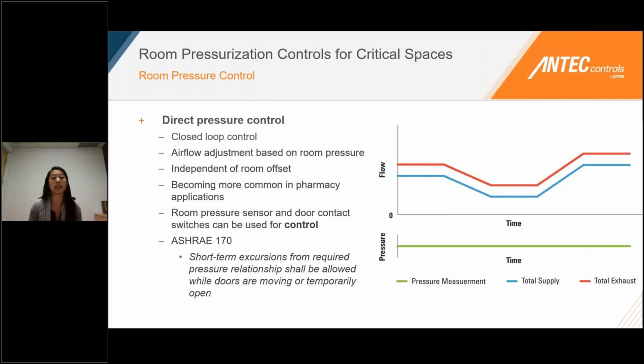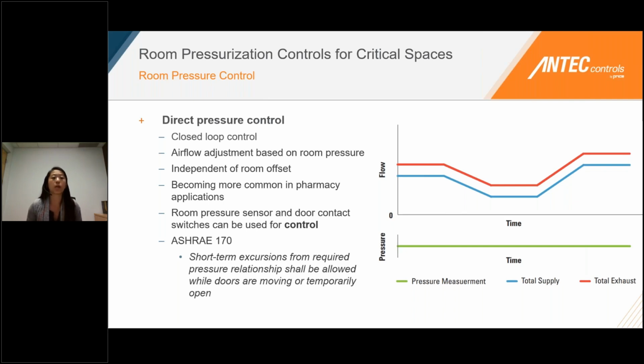In this case, it is completely independent of room offset. So we aren't looking at the measured airflow coming in or the measured airflow leaving the space. We're just concerned with the target pressure. But similarly to offset control, regardless of the state or the mode of this space, we are always targeting the same differential pressure. So in occupied, if that space is negative 0.01, in unoccupied, it should still be negative 0.01.